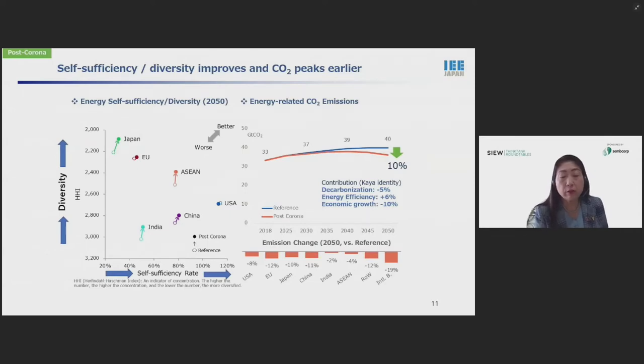In the reference scenario, the energy self-sufficiency rate of ASEAN and India dropped significantly, and CO2 emissions peak in the late 2040s. In the post-corona scenario, a shift to domestic energy, such as nuclear power and renewable energy, occurs. The self-sufficiency and diversity improve in importing countries. You can see on the left-hand chart that both diversity index and self-sufficiency rate go up, moving towards the right upper corner. The peak of CO2 emissions is accelerated by 10 years due to economic slowdown and decarbonization in this scenario. Next.